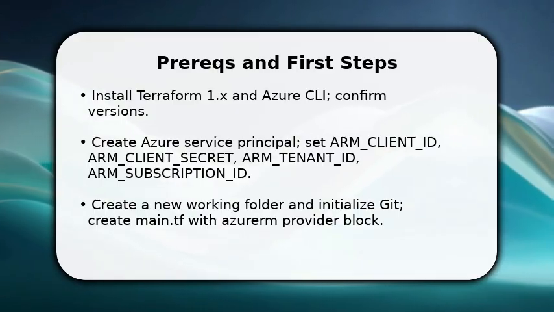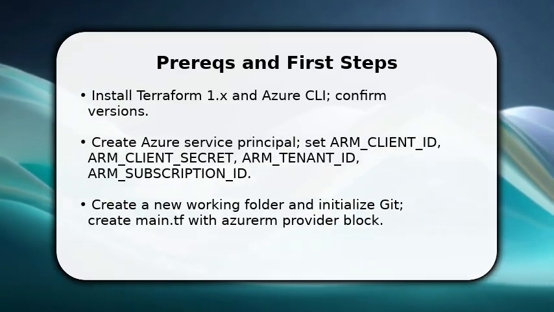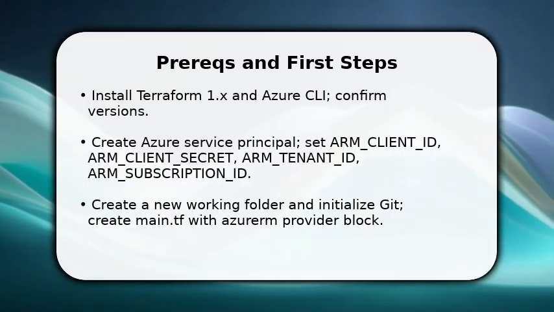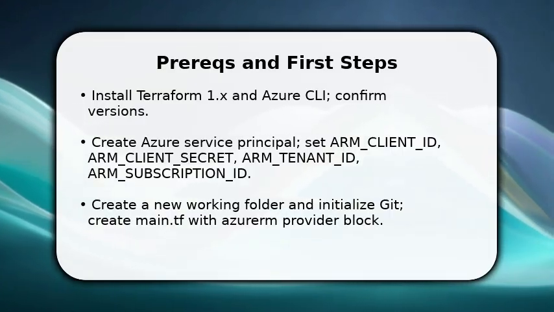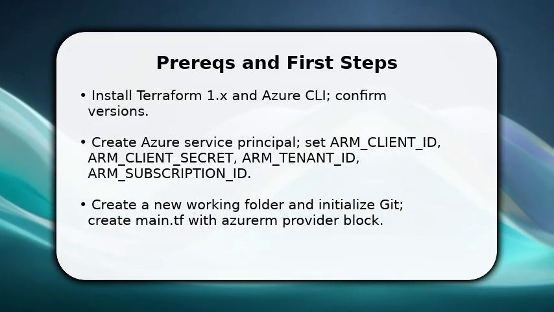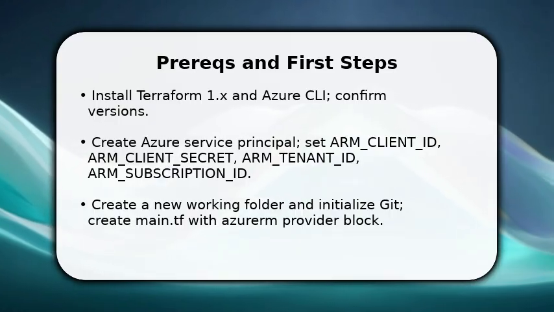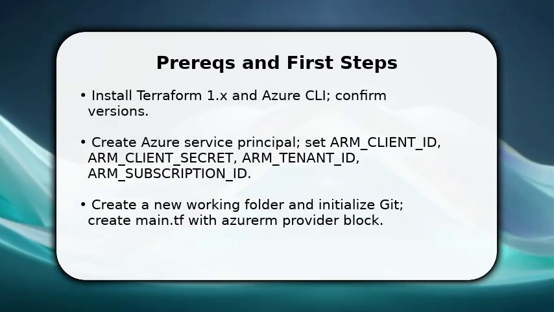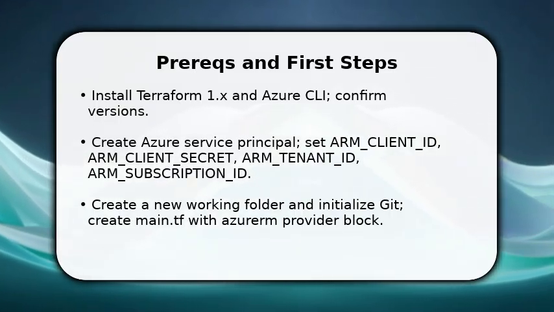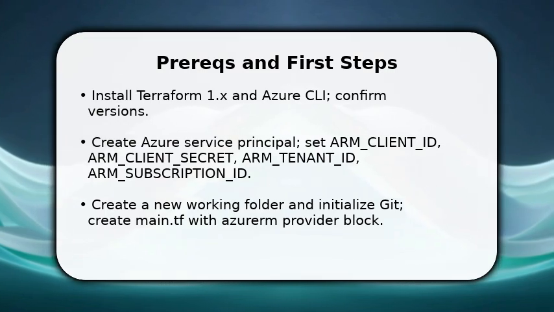Next, create a project folder, add a main.tf that declares the Azure provider and a resource group. Initialize the folder with terraform init to download the provider. Make sure your subscription is set correctly, and that the state backend is chosen before moving to resource definitions.